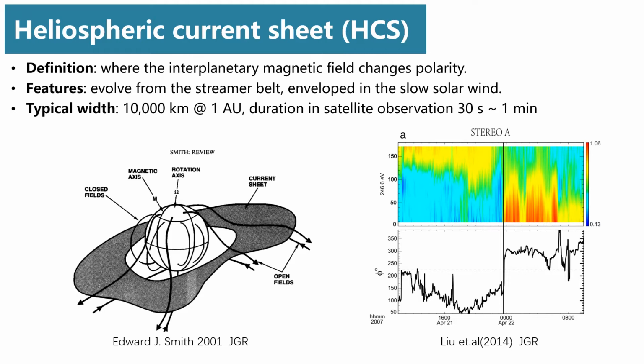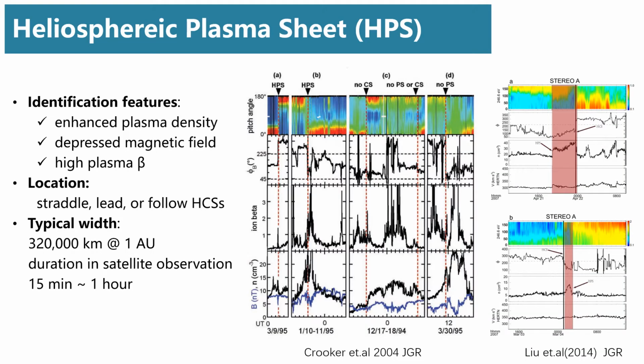The HCS separates the global oppositely directed open magnetic fields that originated from the Sun. They are thought to evolve from the streamer belt and are enveloped in the slow solar wind. It looks like a ballet dress in the interplanetary space.